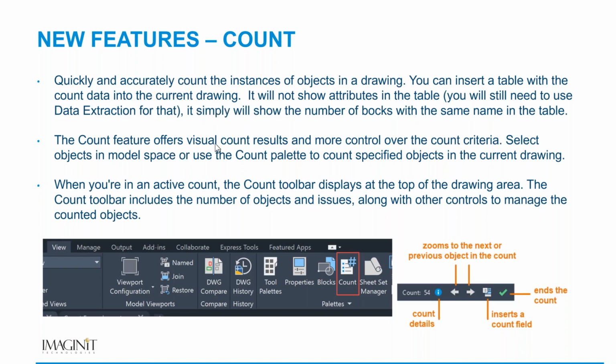The count feature offers visual count results and more control over the count criteria. Select objects in model space or use the count palette to count specified objects in the current drawing. You can also use it to count all block objects in the drawing. When you're in an active count, the count toolbar displays at the top of the drawing area. That's this right here. And the count toolbar includes number of objects and issues along with other controls to manage the counted objects.